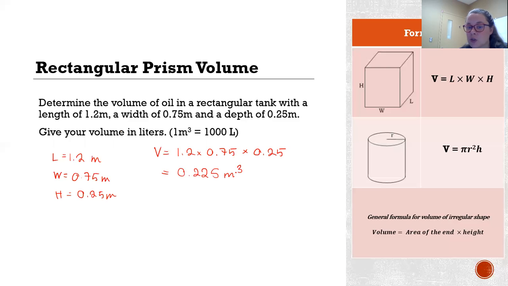0.225 meters cubed. Now we need to convert that to liters because we want liters at the end. So we're going to take our 0.225 meters cubed, and we're going to multiply it by our conversion. Now this is already cubed, so we don't need to cube it. The unit matches. So we're going to multiply it by, we want to get rid of the 1 cubic meter. Those will cancel. Multiply by 1,000. Leaves us with liters on the end, so 225 liters.